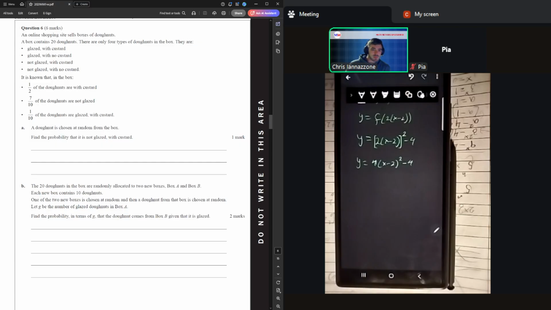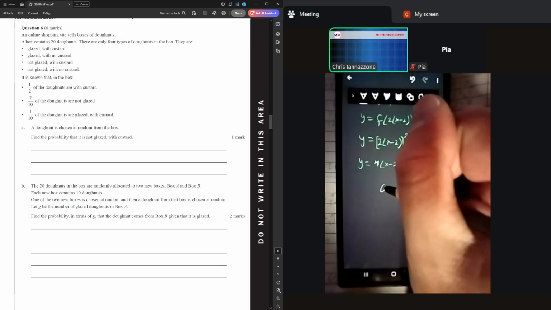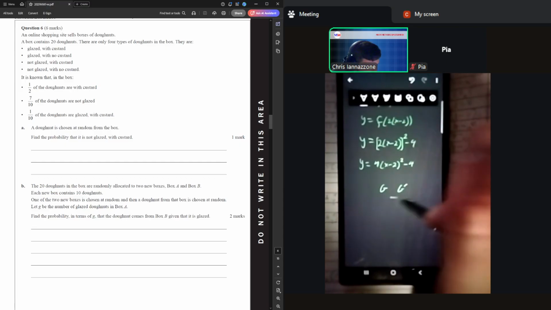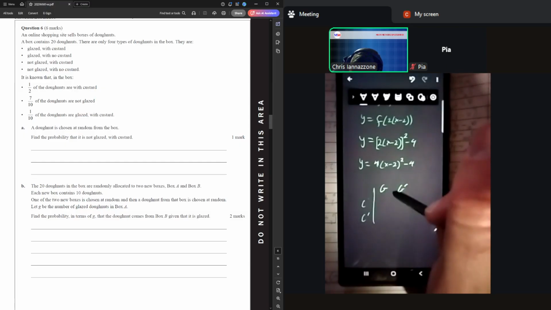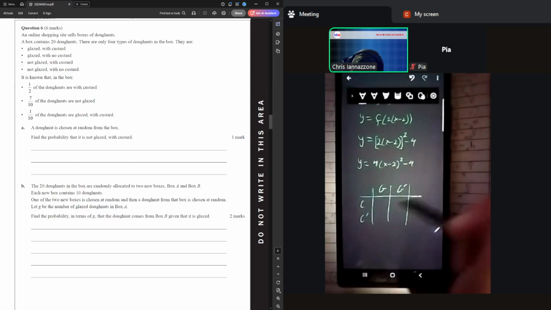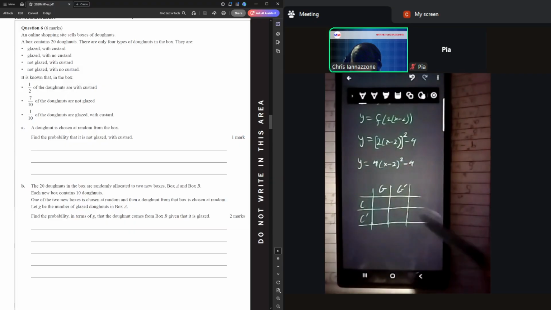This is the kind of thing where you'd probably want, not a Venn diagram, I mean, even a Venn diagram actually, but a probability table, or a Karnaugh map, where you've got, let's say, glazed, not glazed, custard and not custard, and you do these as all intersections. That'll probably be a bit more understandable.